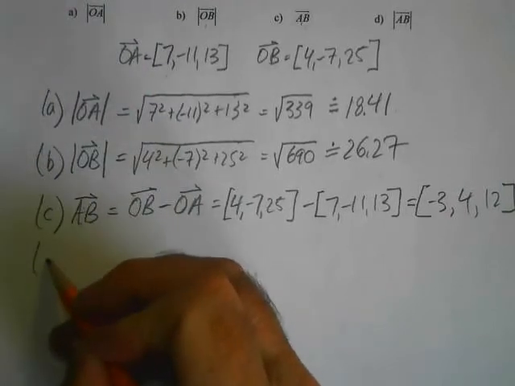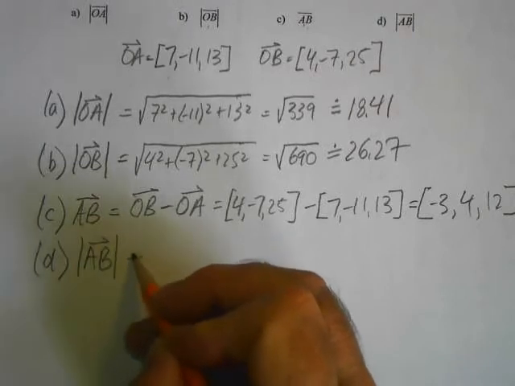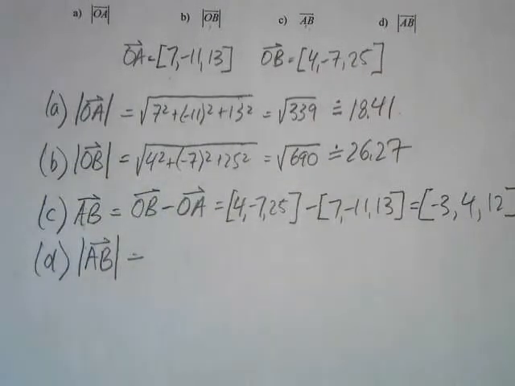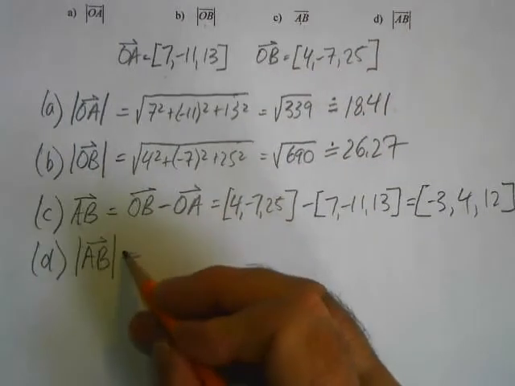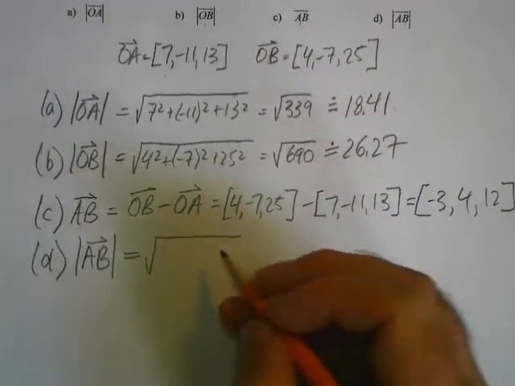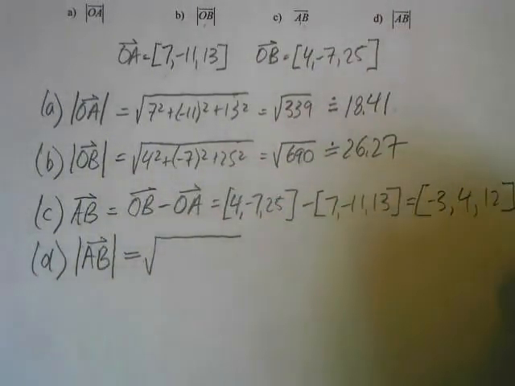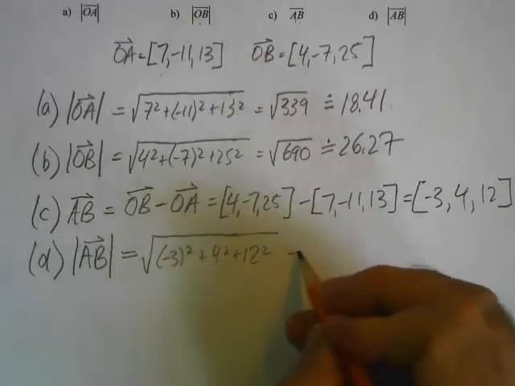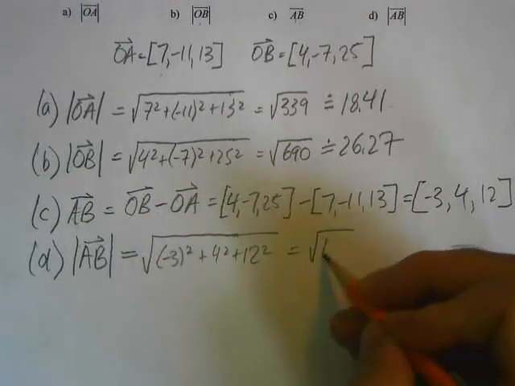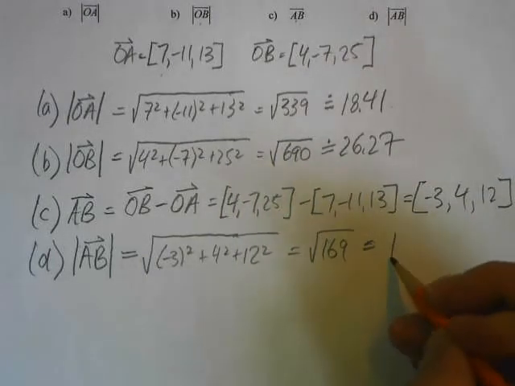And finally, we want the magnitude of vector AB. So we just created the components, which you'd have to do first anyways. So that magnitude will be the square root of the sum of the components squared. So -3 squared plus 4 squared plus 12 squared. That works out to 169, which is a perfect square. So that's exactly equal to 13.